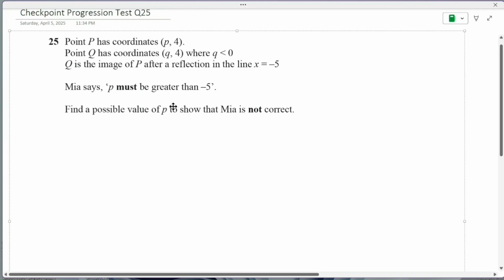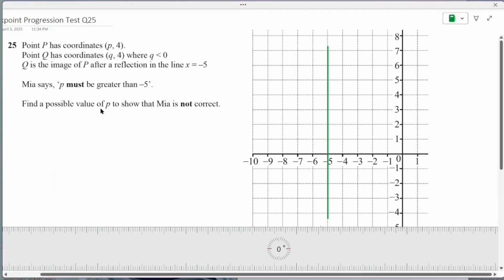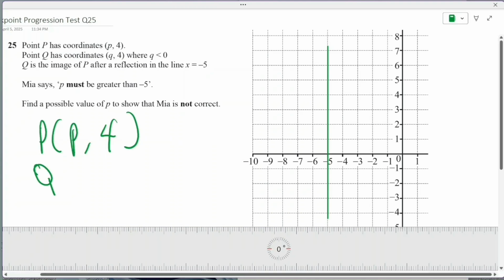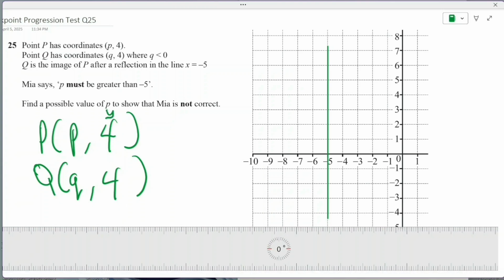Now, to prove Maya wrong and to better understand this question, we'll use a graph, and we'll get the image from question 22 of paper 1 of this checkpoint progression test. Going back to the question, you notice that the coordinate of point P is (p, 4). Let's write it here: P is (p, 4), and point Q is (q, 4). You should notice that the y coordinates of both point P and point Q are 4, and the x coordinates are different.